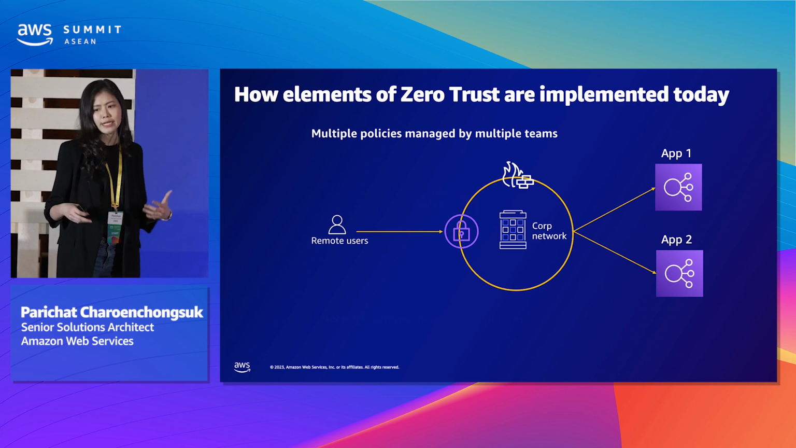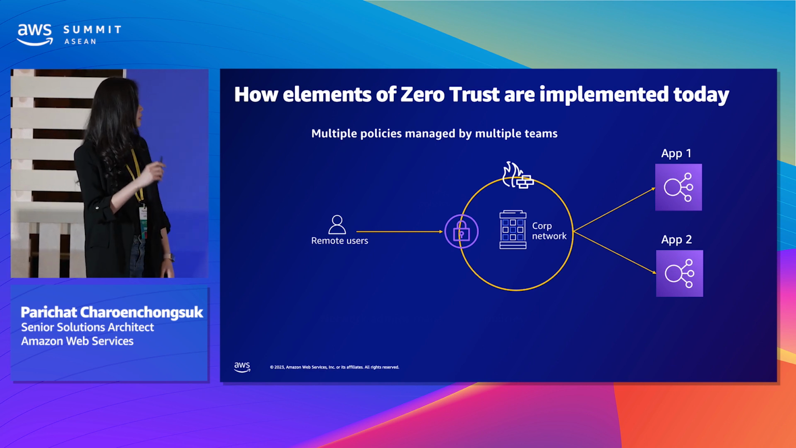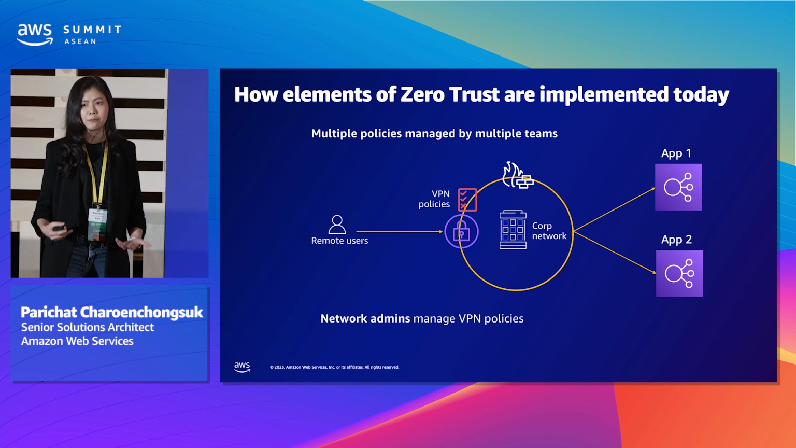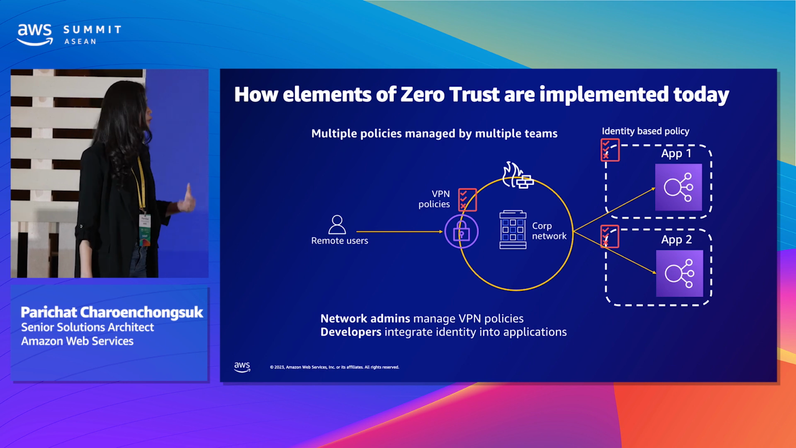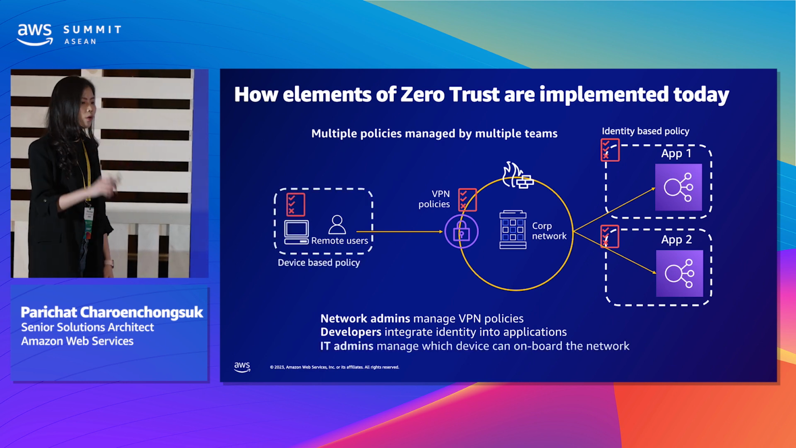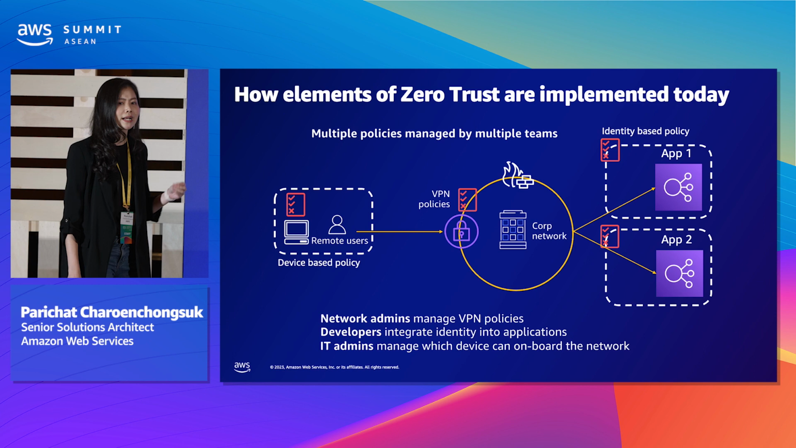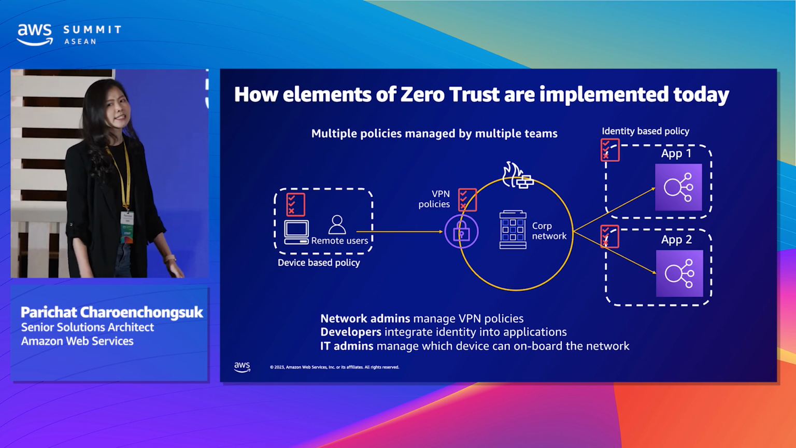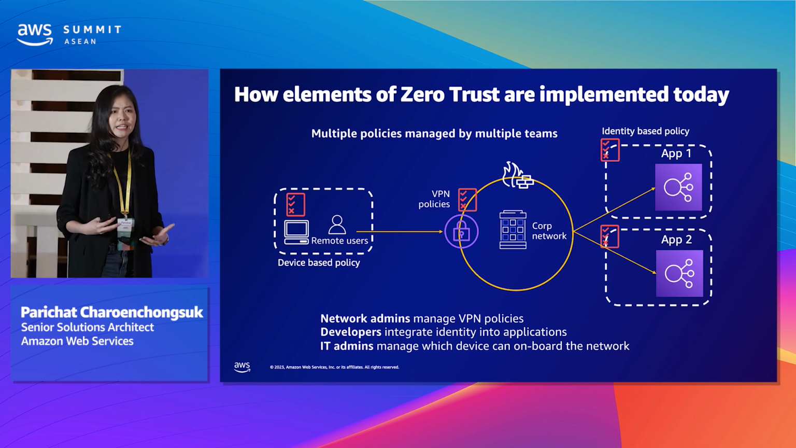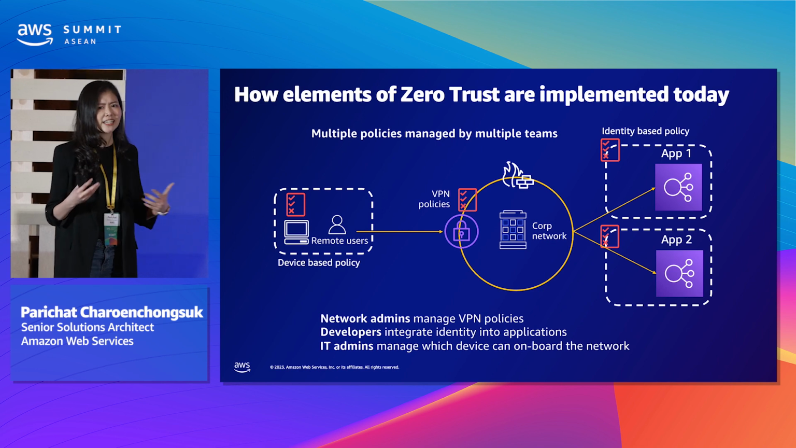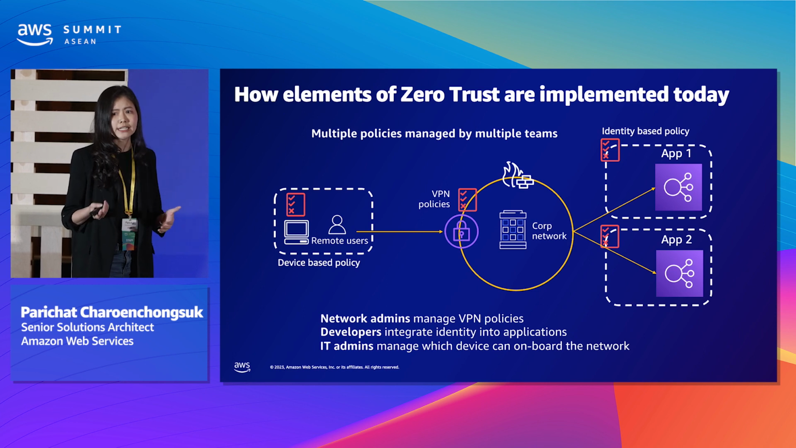You might need multiple teams to manage security in each layer. For example, you may need a network team to manage VPN policy. You also need developers to integrate your application with your identities, right? And you also need an IT admin to manage device policy and allow only compliant devices to access your network. As you can see in this example, there are at least 3 sets of policy managed by 3 different teams. And imagine that if you want to change policy or add a new application, it may take days or weeks, right?